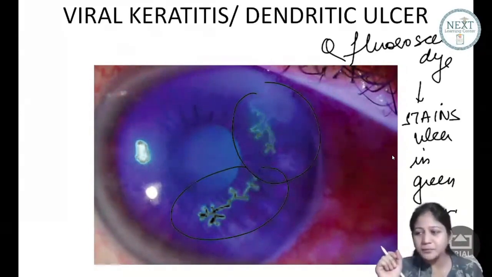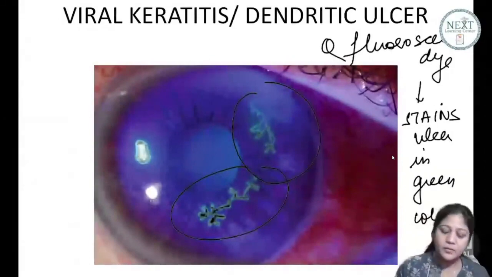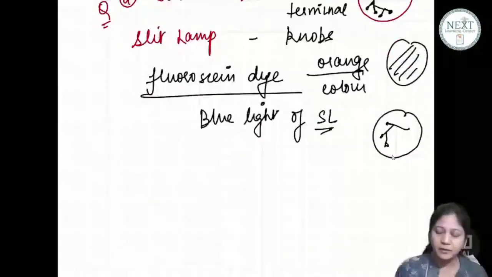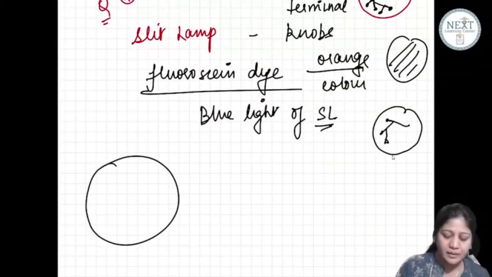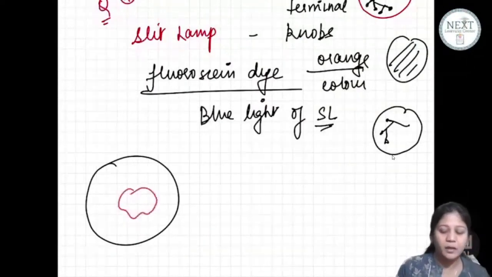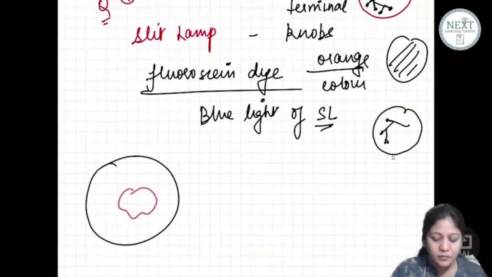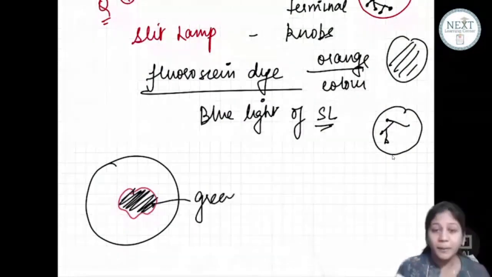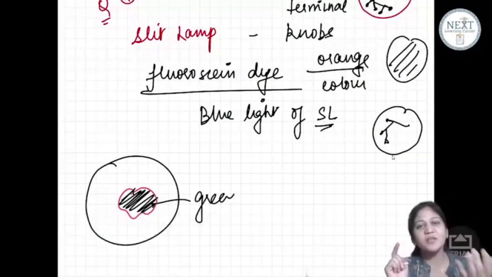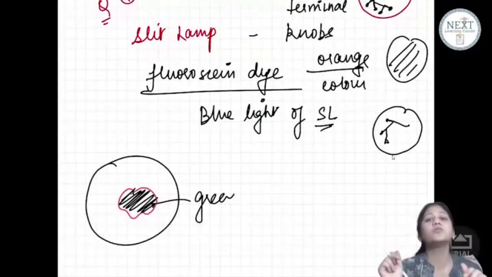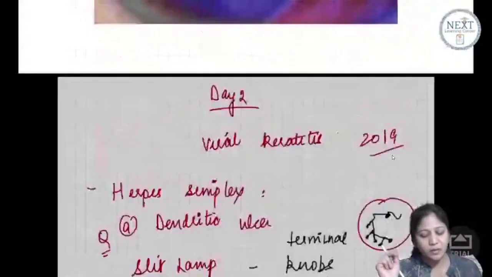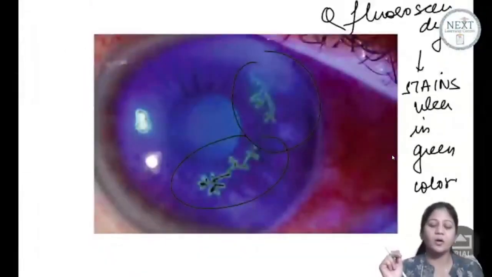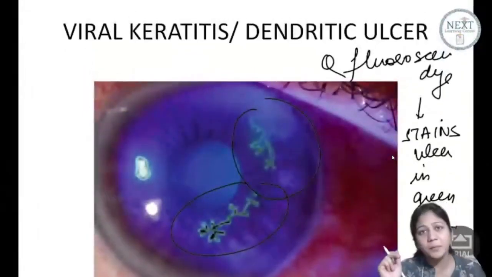It's clear? Okay, did everyone understand? Now, suppose there is an ulcer like that. Suppose there is a bacterial ulcer. Suppose there is a bacterial ulcer here. Now, when you stain this with fluorescein dye, what will happen? This whole area will turn green. But this is not a viral ulcer because it does not have a dendritic morphology. If you see this morphology, that means this is your dendritic ulcer caused by herpes simplex virus.